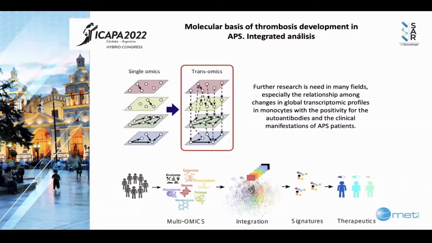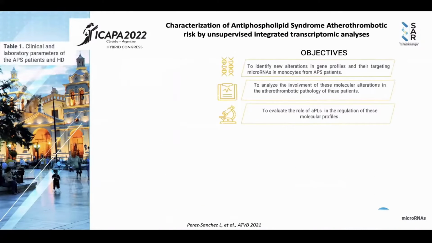All these studies are evidence that there have been many advances in the understanding of the molecular basis of thrombosis development in antiphospholipid syndrome. Nevertheless, further research is still needed in many fields, particularly in the study of the relationship among changes in global transcriptomic profiles in monocytes with the positivity of autoantibodies and their involvement in different clinical manifestations.